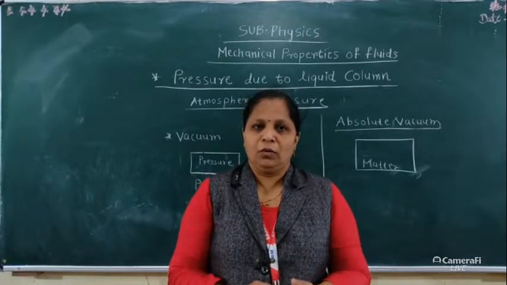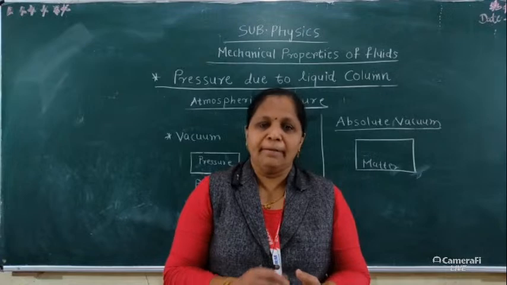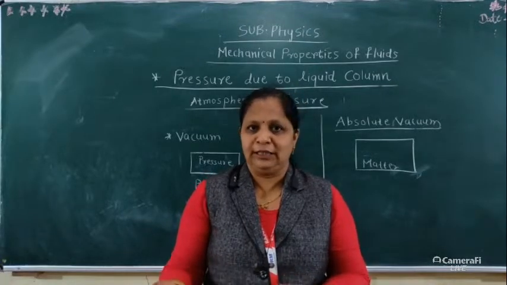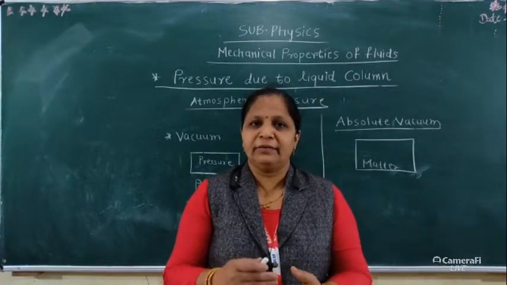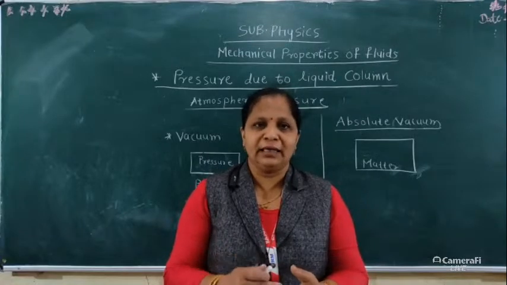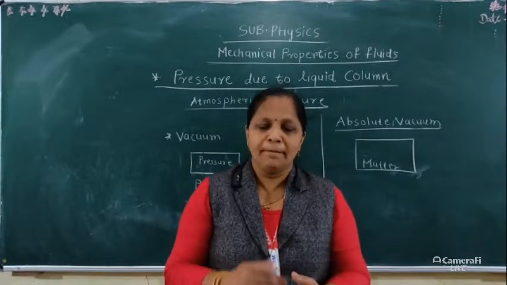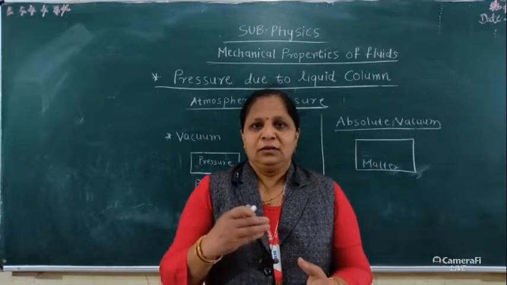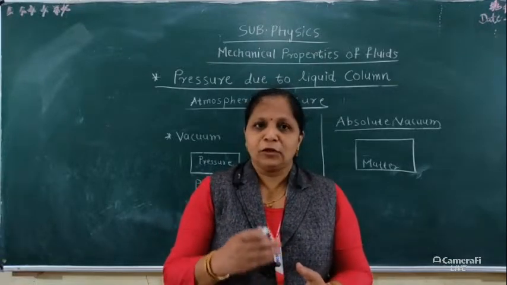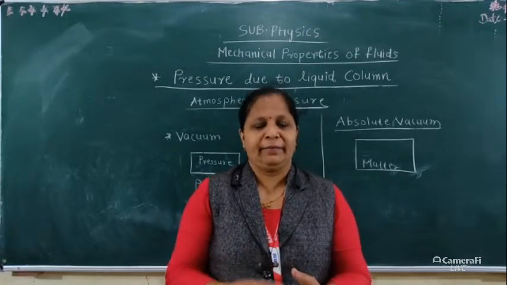So you know pressure due to a liquid column is equal to H rho G. Atmospheric pressure is equal to 1.01325 into 10 raised to 5 Pascal. Then we will discuss absolute pressure and gauge pressure.